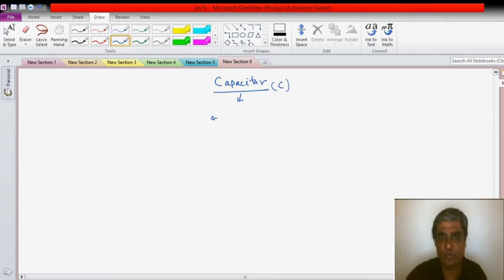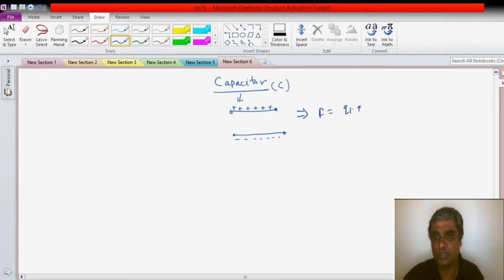So we know from school days that we have two plates like this, and there are charges present, something like this. So obviously there will be the creation of an electric field, due to the existence of a force by which similar charges repel and opposite charges attract. This force can be expressed as Q1 charge into Q2 charge divided by 4 pi r square. This is the physical phenomenon for the capacitor, right?